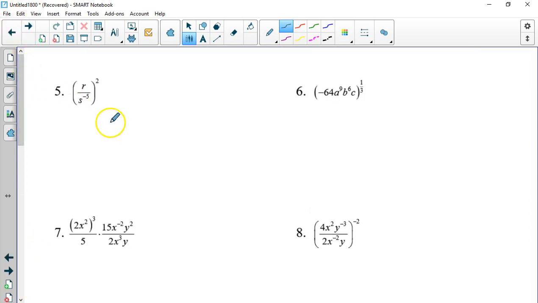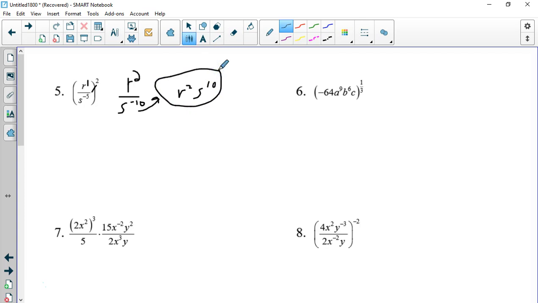Okay, number 5, very simple. 2 ways to go about this also. Neither one is right or wrong. So that's a 1. We're going to send the 2 in. So that's going to give me r squared. And if I send the 2 in here, that's going to give me s to the negative 10. But I cannot have a negative exponent, so this bad boy is going to get moved upstairs, which gives me r squared s to the positive 10. And there's really no need even for a fraction bar anymore because there's nothing on the bottom.